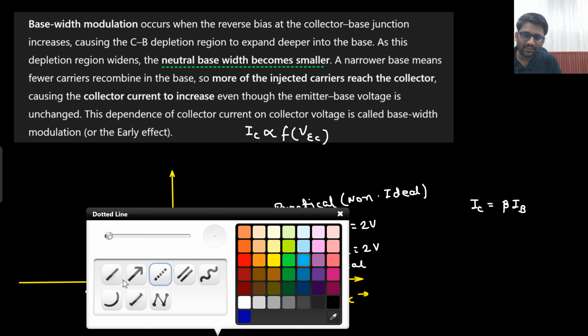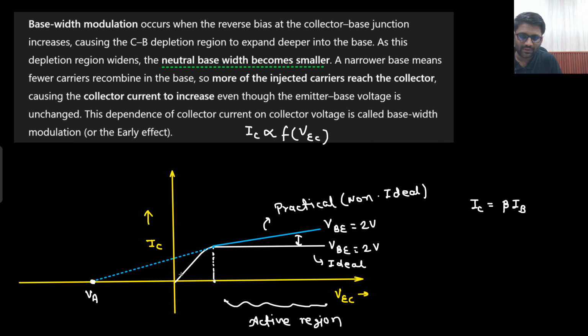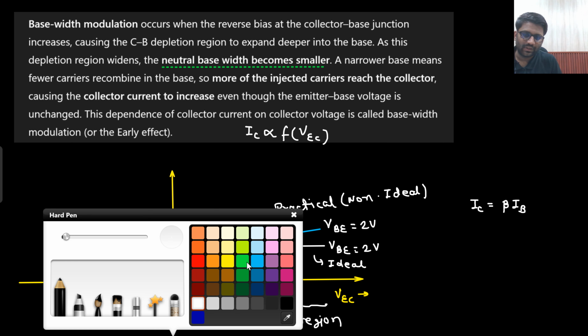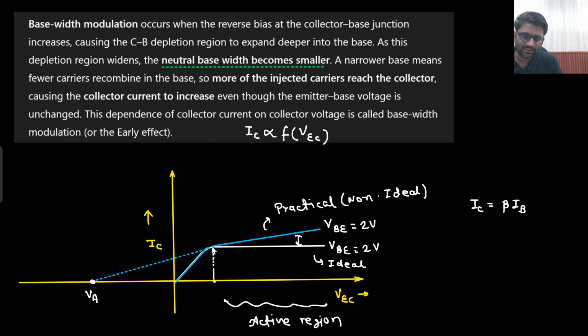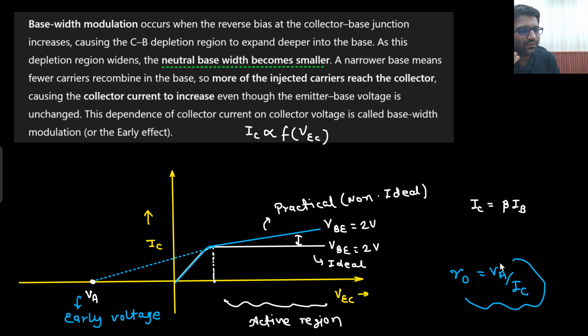This was your non-ideal characteristics. Now, if you draw this line backward, on the x-axis it is cutting at VA. It is known as early voltage. Why this early voltage is important, you will understand in analog, because it will result in some output resistance. That is VA upon IC. So all these things you will see in analog.